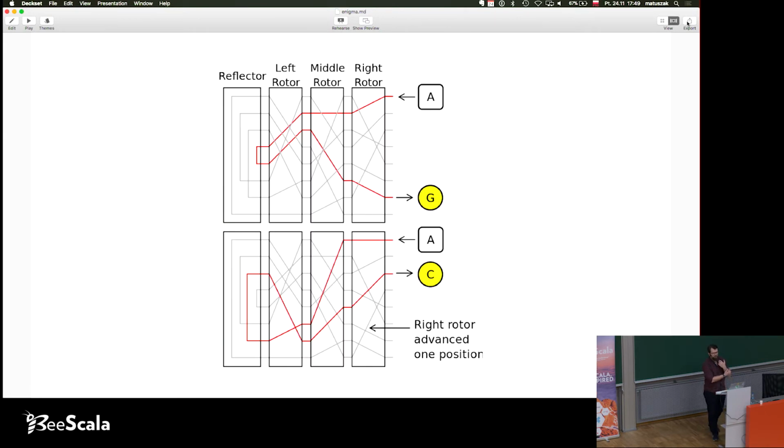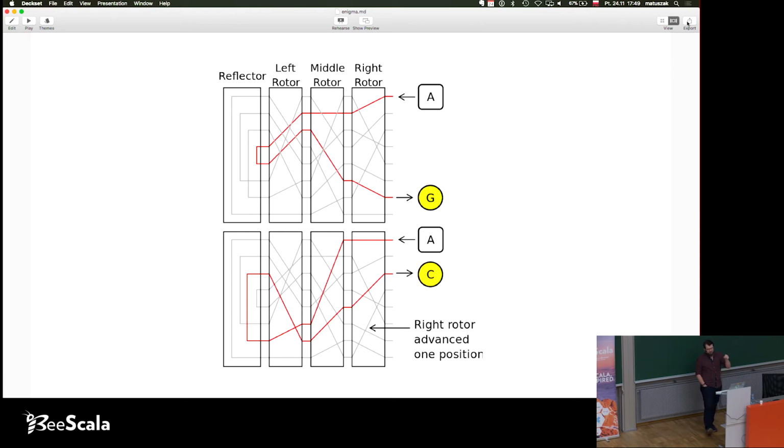And the wiring looks like this. You have input A. It goes through the first rotor. The first rotor connects A with some other letter. Then the middle rotor connects the second letter with some other letter. Next, the third rotor connects this letter with something else. And you have a reflector, which is half of a rotor, which transmits the electric signal back. And again, you go through the 3 rotors.